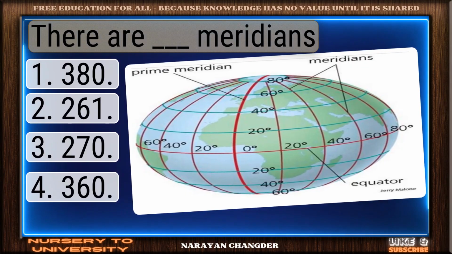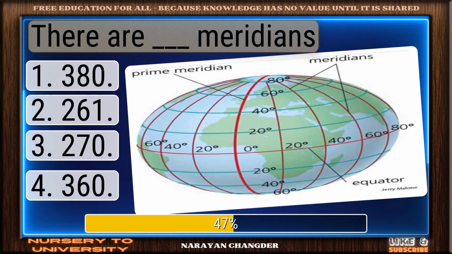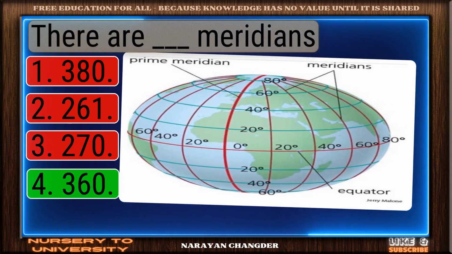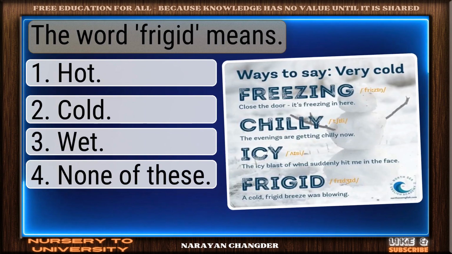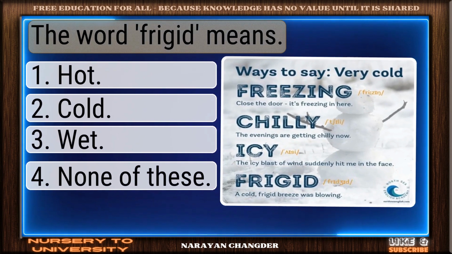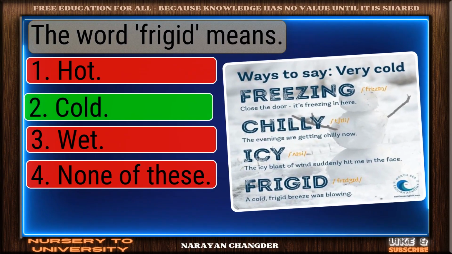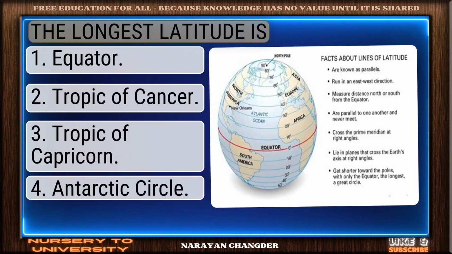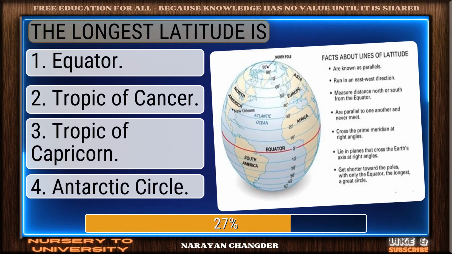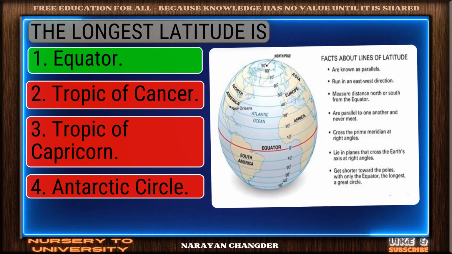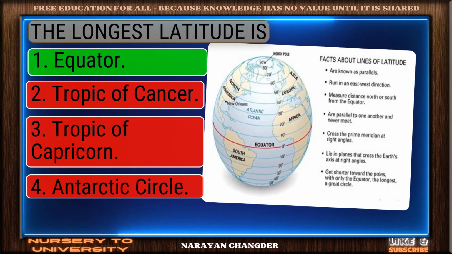There are dash meridians. Right choice. 360 is the best answer. The word frigid means. Correct. Cold is the right answer. The longest latitude is? Great job. Equator is the accurate answer.